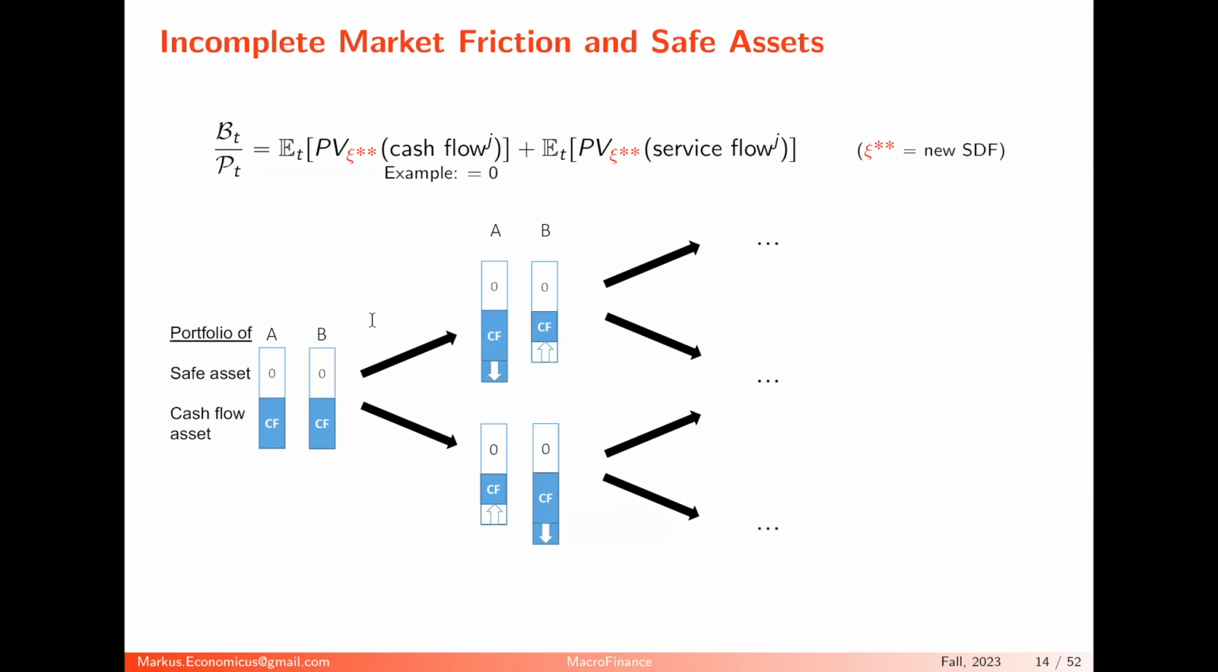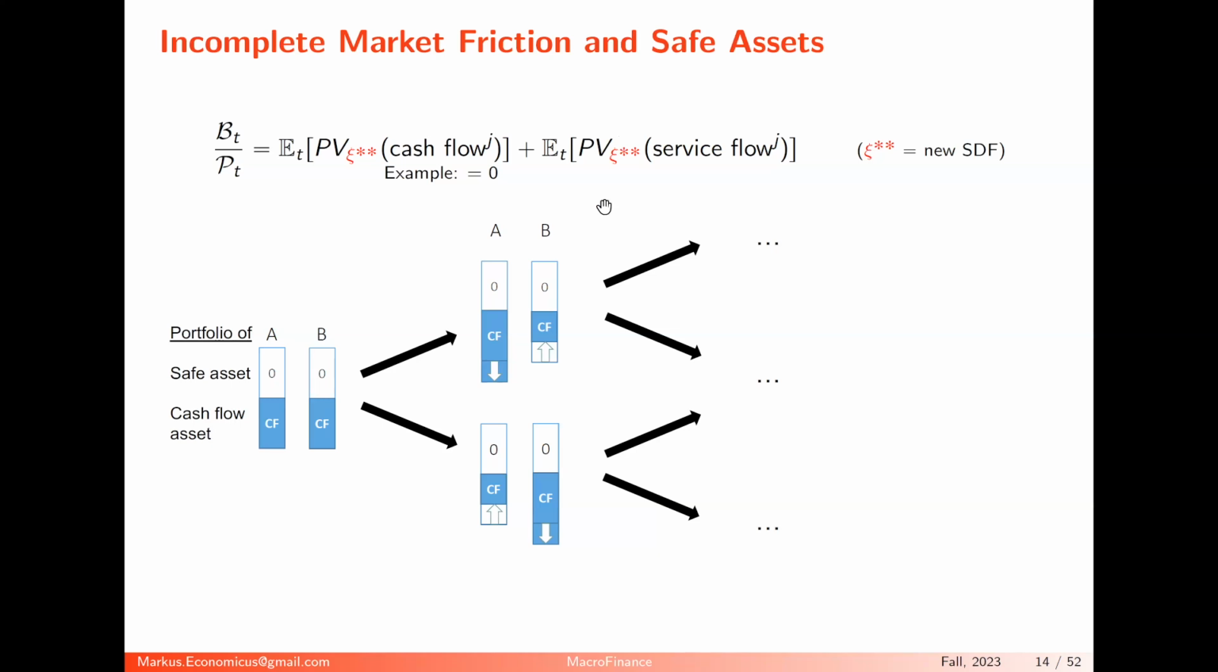So let me show you what the role in an incomplete market setting is of this safe asset. So the incomplete market frictions give it a special role. And what we will see later on is that the value of every asset, that's the nominal value of all the government bonds divided by the price level, that's the real value of the government bond. Okay. That is the present value of some cash flows plus the expected present value of some service flows under a different SDF. Okay, that's a new stochastic discount factor. We will come to this stochastic discount factor.